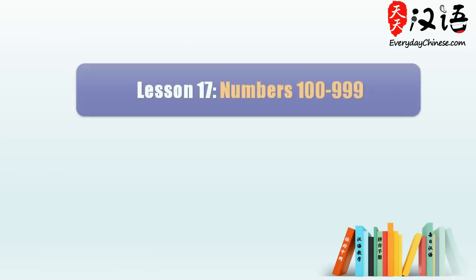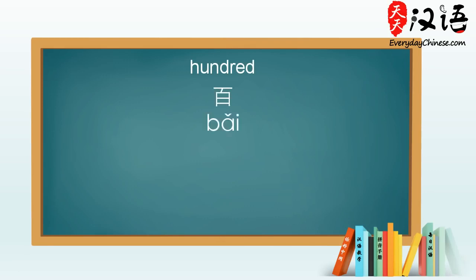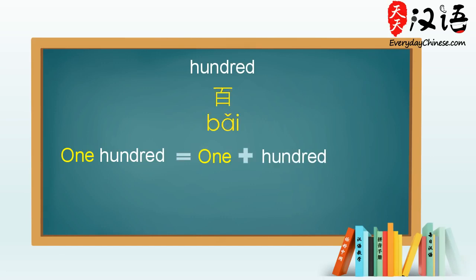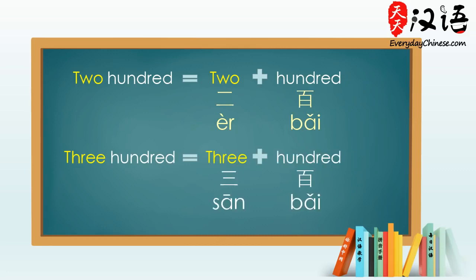In today's lesson, we will learn how to say the large numbers from 100 to 999. Now, let's get started. The Chinese word for 100 is 百. To say 100, you simply use 1 plus 100, so 100 is 一百, and 200 is 二百, 300 is 三百. Now listen.